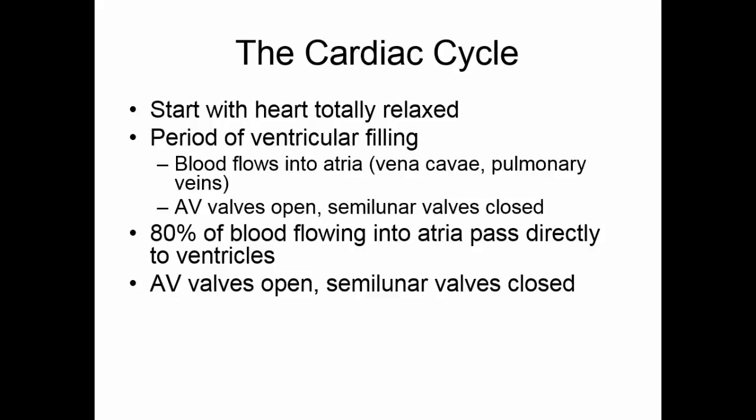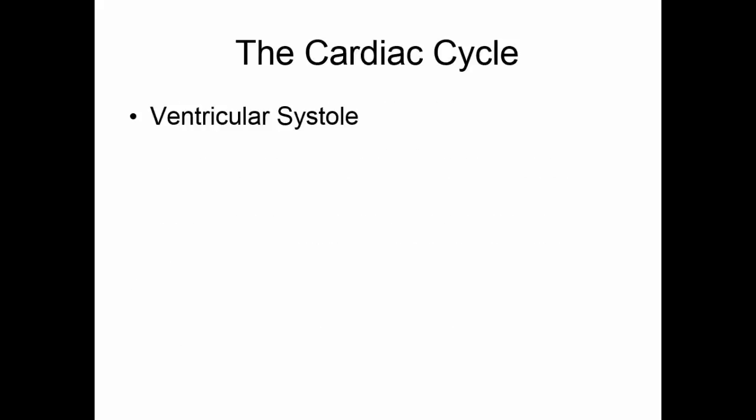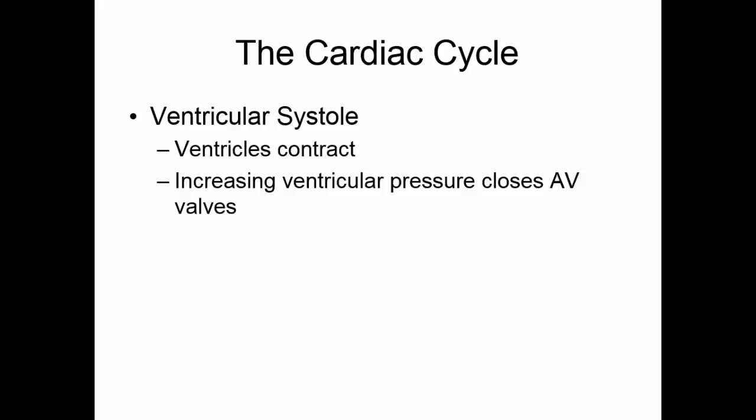The AV valves are open at this point, the semilunar valves are closed, so the blood will pool in the ventricles. When the atria do contract, the last little bit of blood in the atria is pumped into the ventricles. Then we start ventricular systole. As the ventricles begin to contract, they increase the pressure in the ventricles. This is going to close those AV valves. Blood will start to try to flow backwards into the atria, and those AV valves will close to prevent that backflow.